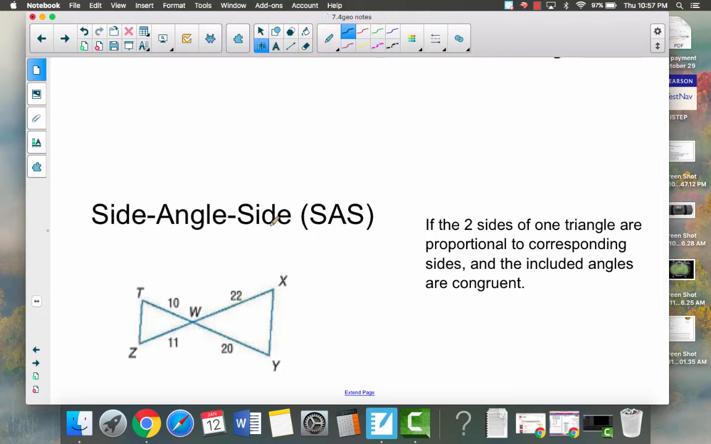Now notice there's no angles marked. However, think back to first semester, we said we can always mark vertical angles. So right away we know those are the same. And now we just have to go ahead and compare our sides to see if they're proportionate. Because remember, we don't want them to be equal, but we want them to have the same ratio. So I'm going to start with the 22.